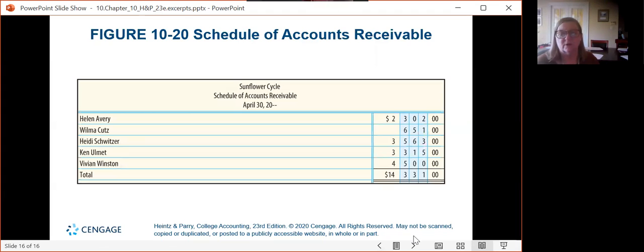So we'll play with some of these in the exercises that we do. But that's all for the notes this time.